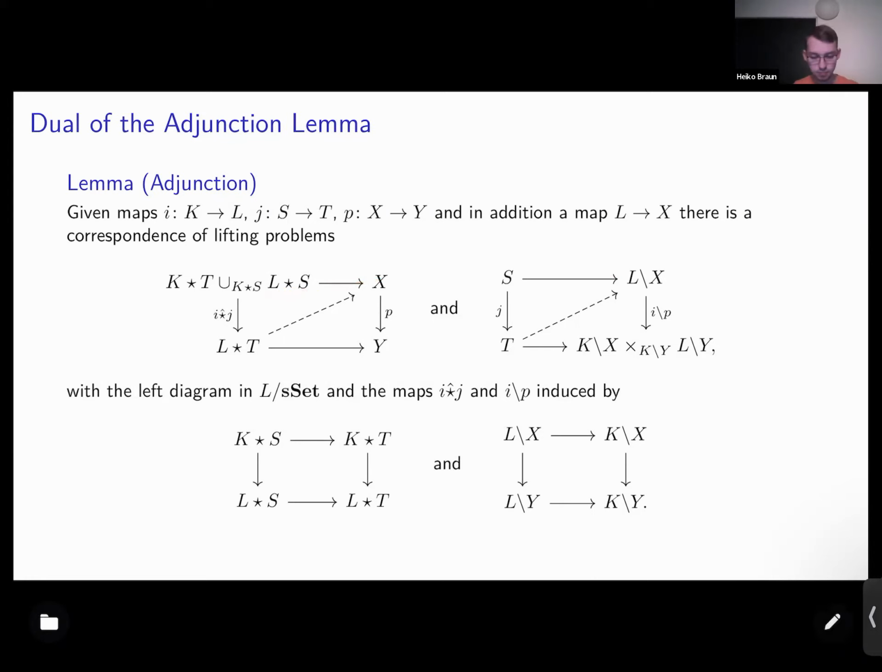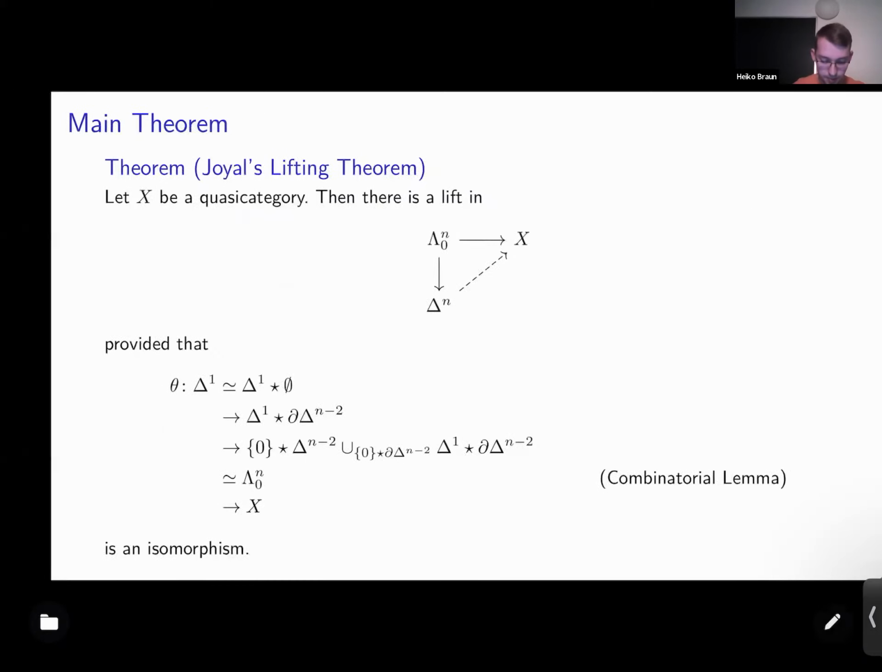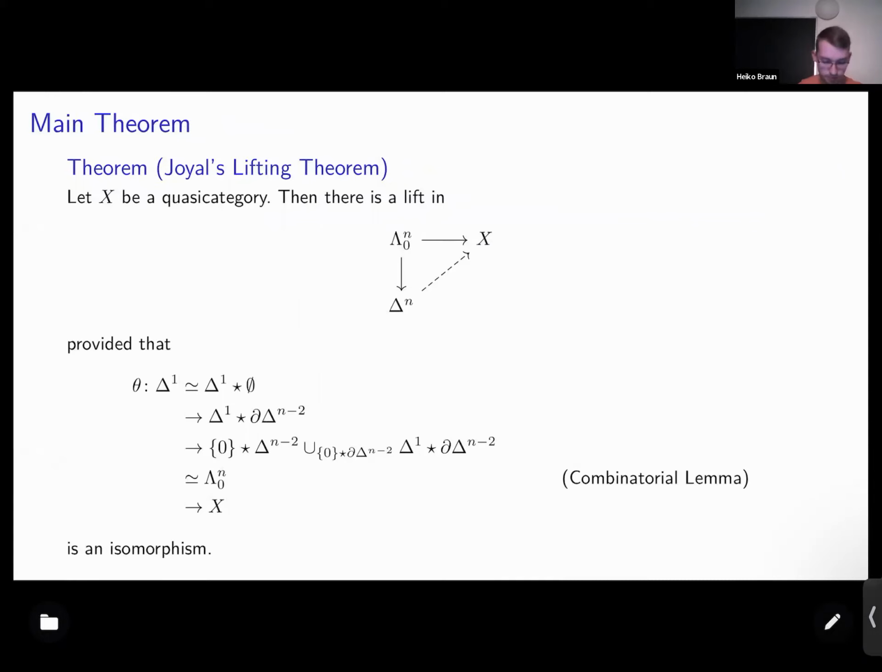Now, the main theorem, Joyal's lifting theorem. We need to state it and afterwards prove it. Okay, how does it work? Let X be any quasi-category. Then we know that we can lift any horns that have some K strictly between 0 and N. But what happens if we want to lift the first one, so the 0 horn, for example?